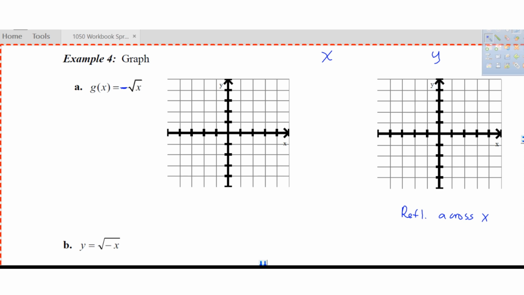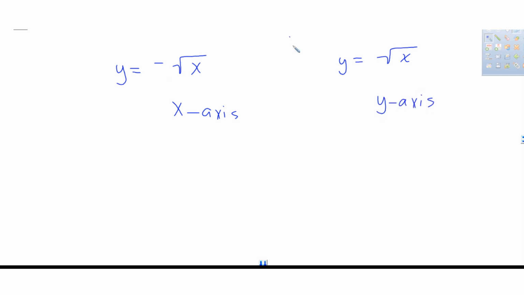I appreciate it. If the negative does not come first, meaning out in the front, if it comes second, this one is a reflection across the Y. Okay, let me just quiz you for 2 seconds. Look right here at this. Your graph is a square root graph. If I want it to be a reflection across the x-axis, where do I put my negative? In the front. X comes first. The negative comes first. If I want this to be a y-axis reflection, where would I put my negative? Within. Yes. Good.